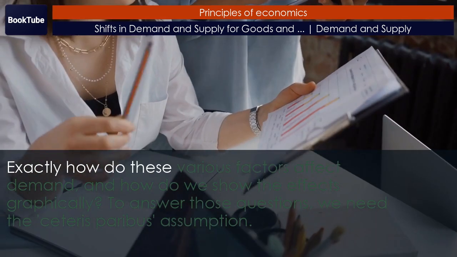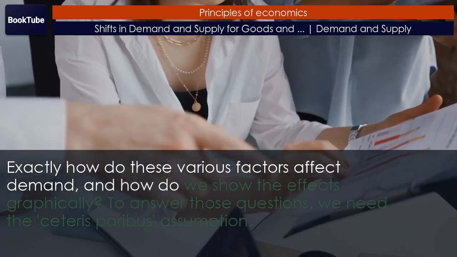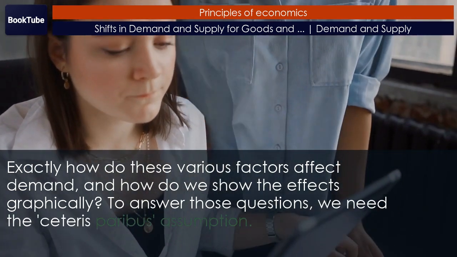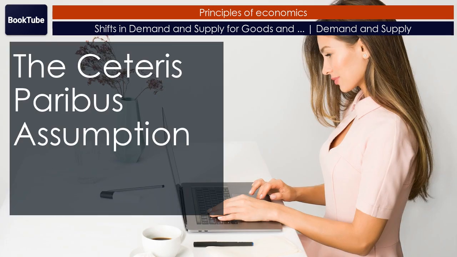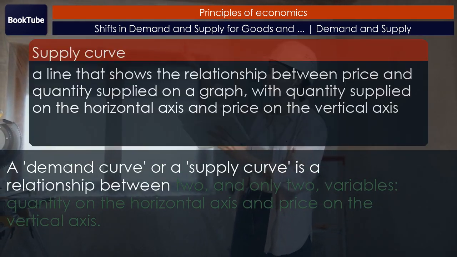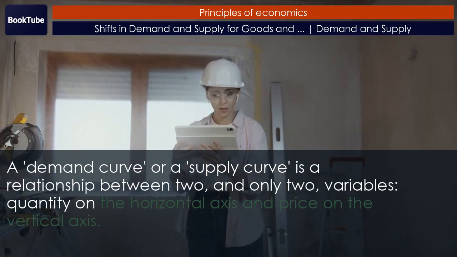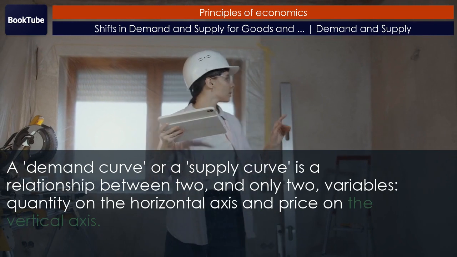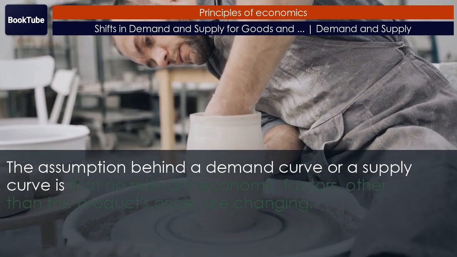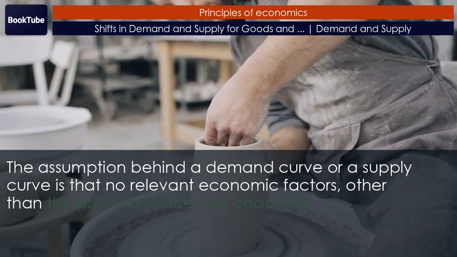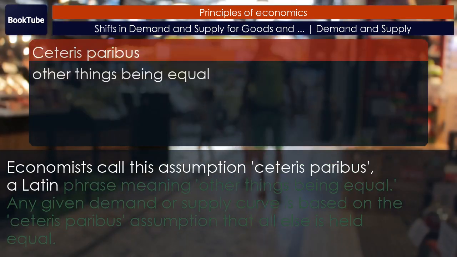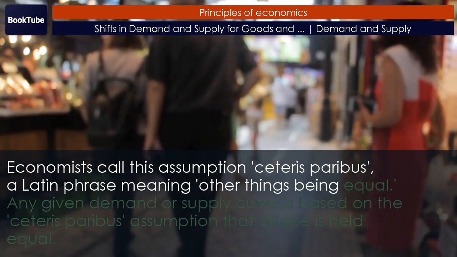Exactly how do these various factors affect demand? And how do we show the effects graphically? To answer those questions, we need the Ceteris Paribus assumption. A demand curve or a supply curve is a relationship between two, and only two, variables: quantity on the horizontal axis and price on the vertical axis. The assumption behind a demand curve or a supply curve is that no relevant economic factors, other than the product's price, are changing. Economists call this assumption Ceteris Paribus, a Latin phrase meaning, other things being equal.